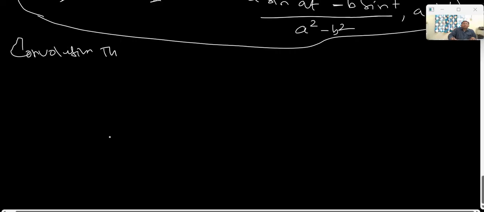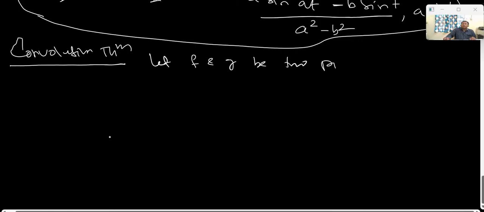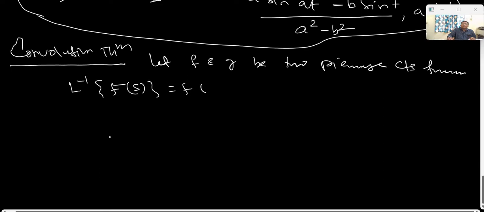Convolution theorem, right? Let f and g be two piecewise continuous functions. This is for the part of the existence of Laplace transform. Here L inverse of F(s) is equal to f(t), and L inverse of G(s) is equal to g(t), right?